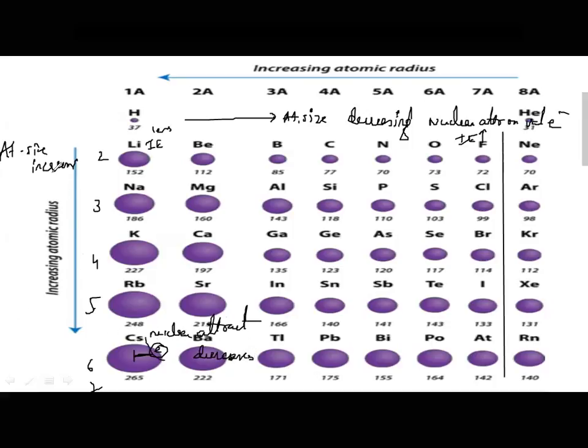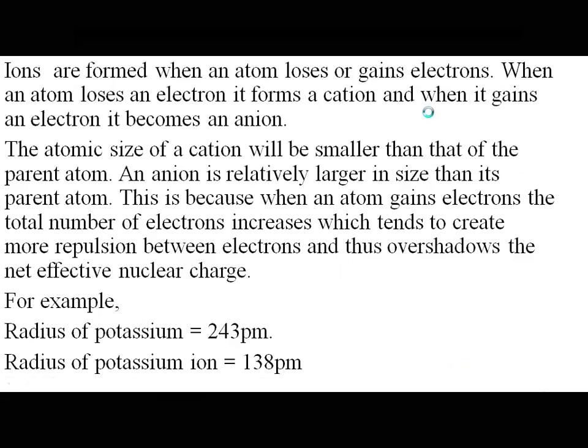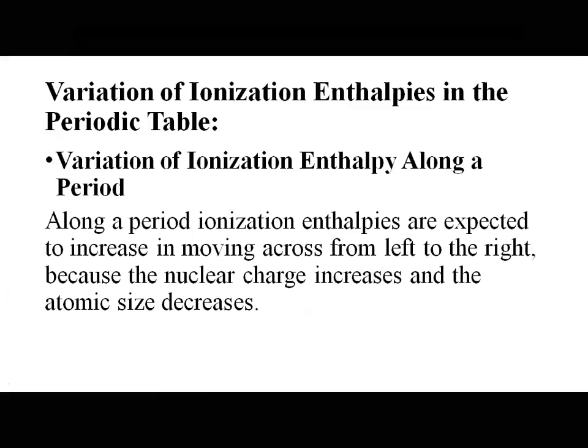So as atomic size increases down the group, the ionization energy decreases. Very little energy is needed to remove the electron from the outermost shell. Is that right? So this is a slight explanation, an introduction regarding the variation of ionization enthalpies in the periodic table.